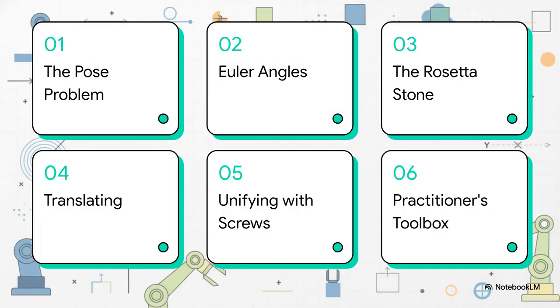So here's what we've got on tap for today. We're going to start by really digging into this representation problem. Then we'll explore the promises and, more importantly, the pitfalls of Euler angles. From there, we'll build our Rosetta Stone, learn how to translate between all the different representations, unify everything with screw theory, and finally, we'll put together a practical toolbox so you'll know exactly which tool to grab and when.